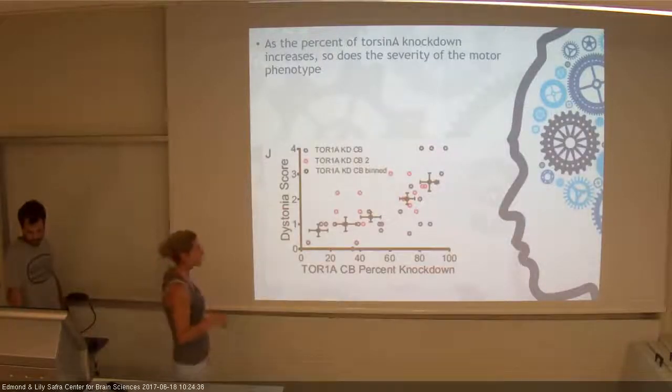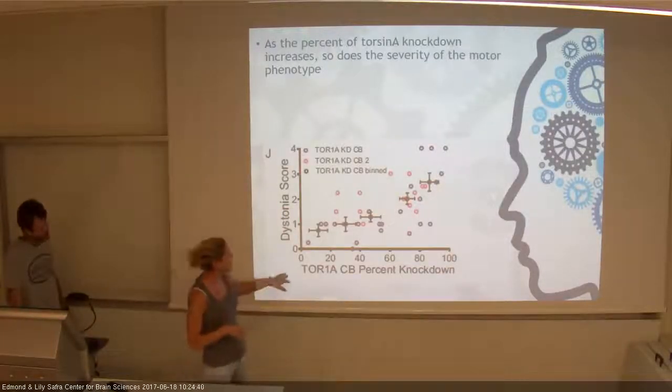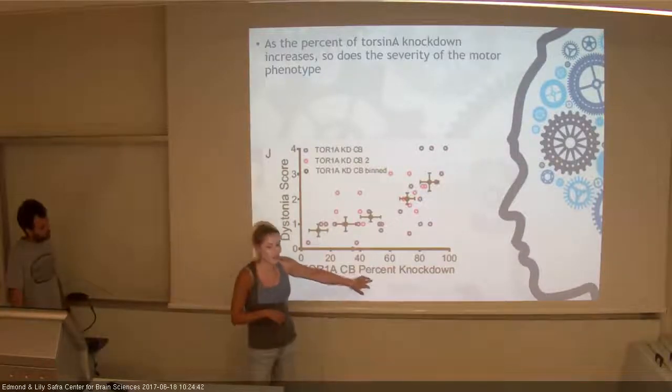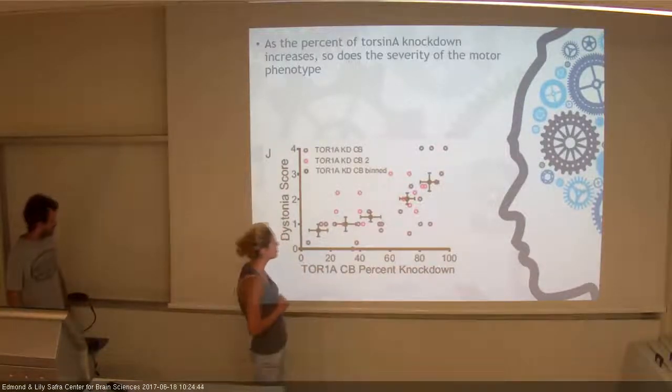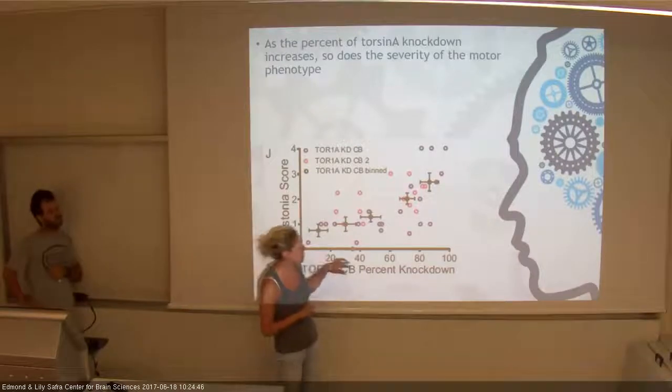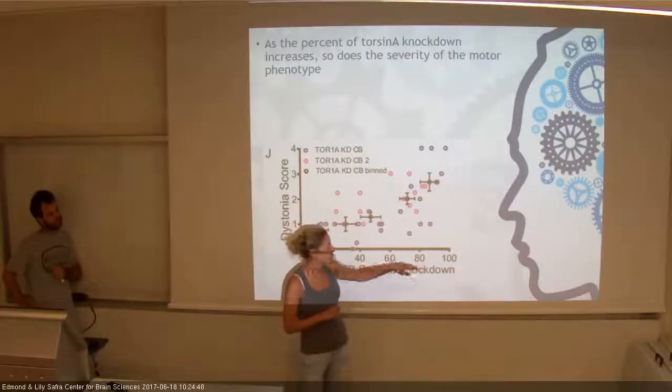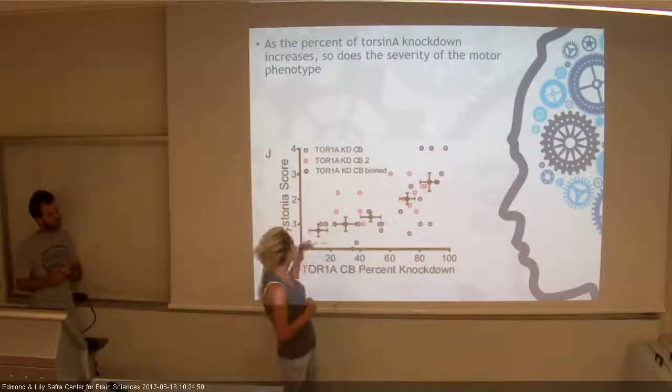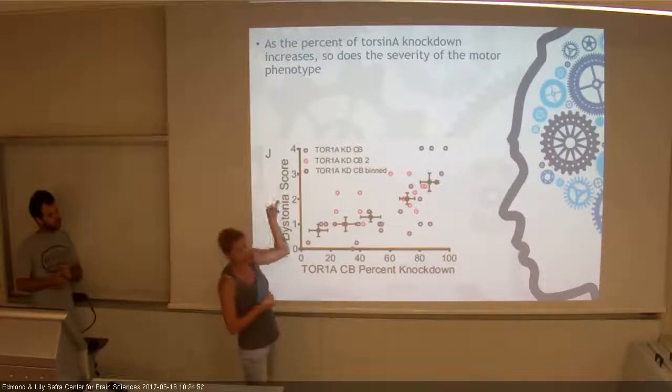And moreover, when they looked at the percent of the knockdown that they did in the mouse, they saw that the more damaged it is, the higher the score in the dystonic symptoms.